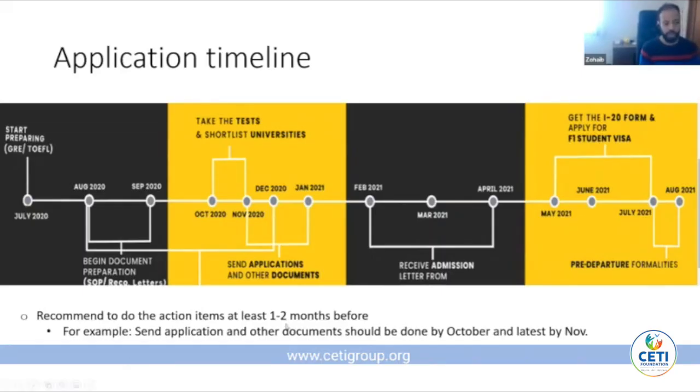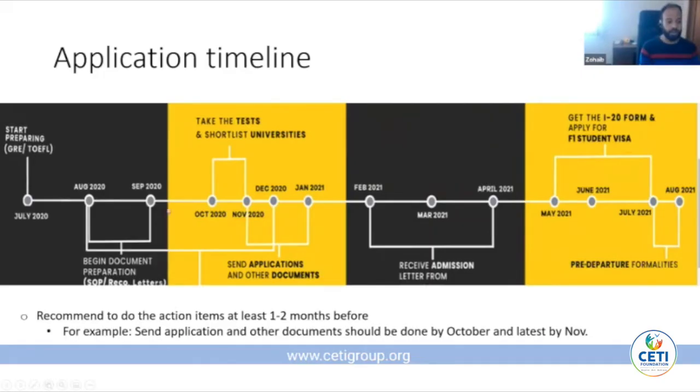I would still recommend doing the action items at least 1 to 2 months before as indicated in this timeline, just to keep that additional buffer. And one of the examples I've said earlier, like send application and other documents should be done by October and latest by November. This is what I did for my package. As you can see, first thing is preparing for GRE and TOEFL. You need to prepare at least 3 to 4 months, depending on how much time you have invested. And once you are doing that, in parallel you should begin your preparation for statement of purpose, recommendation letters, and all those things which are required in your package.